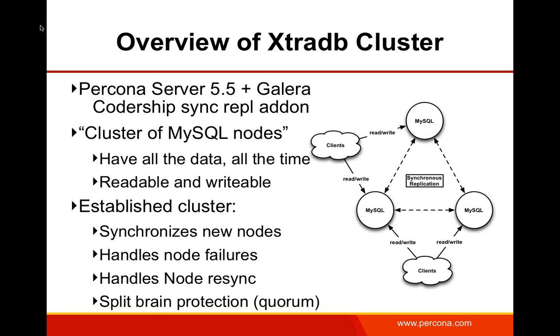So if we have any network partitioning between groups of our nodes, there is a quorum system built into the cluster that will effectively not let the cluster do anything unless it achieves a quorum of cluster nodes. So isolated nodes or sets of nodes are not allowed to diverge from the main cluster data source. So that's a really high-level overview.